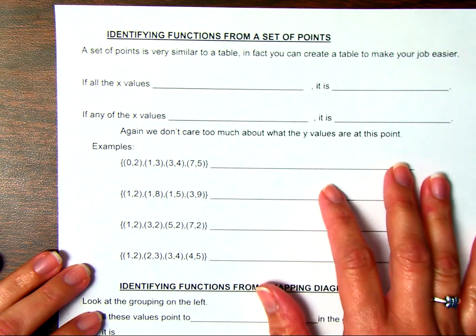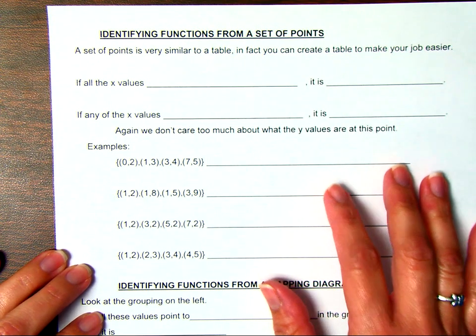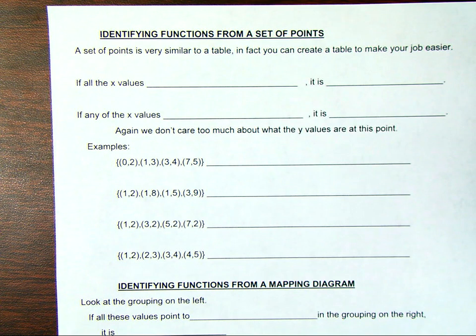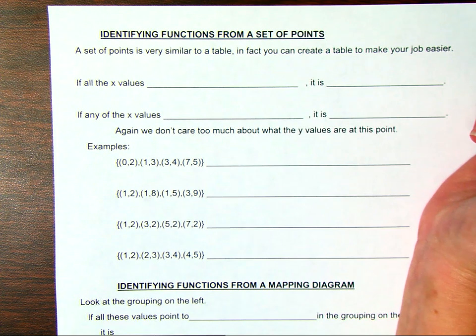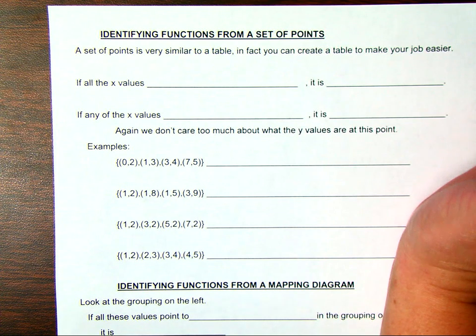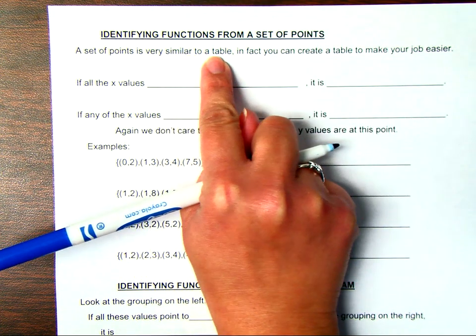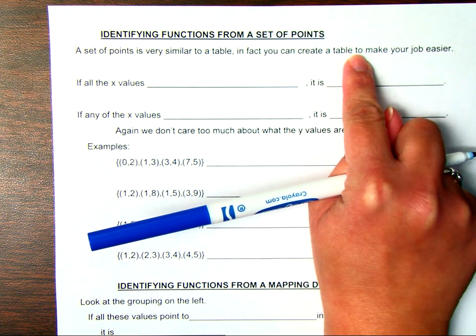All right, we're going to continue our lesson with functions, and so now we're going to look at what if you have a set of points or ordered pairs and what's also called a mapping diagram. So there's a couple different ways that we can determine what is a function. In case you forgot, a function is when an x or an input value is matched to one and only one y value. A set of points is very similar to a table. In fact, you can create the table to make your job easier.